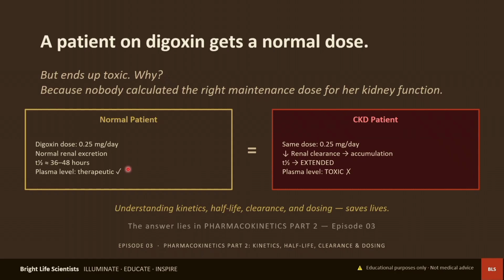On the right, a CKD patient, a chronic kidney disease patient, takes the same dose, but her renal clearance is reduced. Digoxin accumulates. The half-life extends, and the plasma levels become toxic. Same drug, same dose, completely different outcome. Why? Because of pharmacokinetics. Understanding kinetics, half-life, clearance, and dosing saves lives. That is exactly what Pharmacokinetics Part 2 is about.